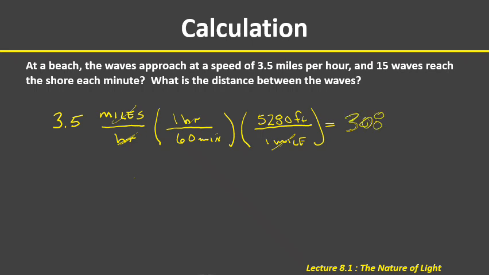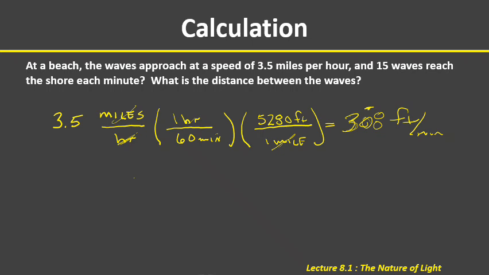When I put that in my calculator, I got 308 feet per minute for the speed. Since we've only got 2 sig figs in our speed, 3.5 miles per hour, we should keep this at 2 sig figs. I'm going to put a bar over that 0 to remind us that that number is really only 2 significant figures.